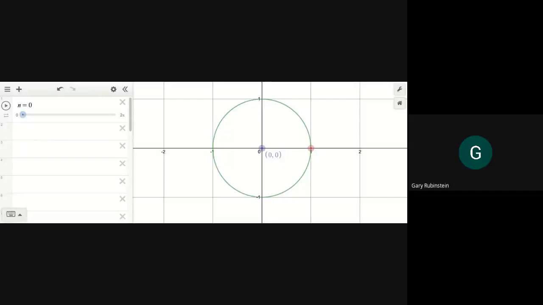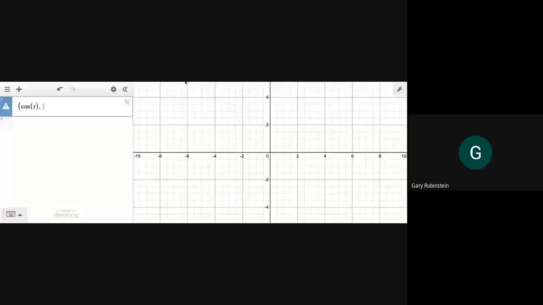Sorry, everyone. Let me change that window. Chrome tab. Here we go. Sorry about that.